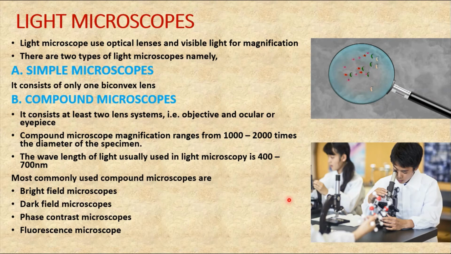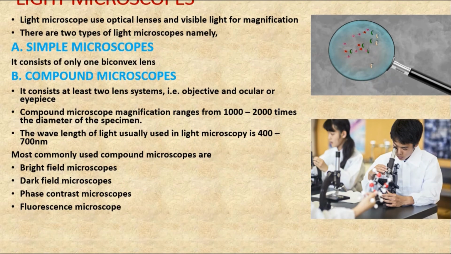And the most commonly used compound microscopes that we use to study are the bright field microscope, dark field microscope, then phase contrast and fluorescence microscopes. Along with that, we also have the ultraviolet microscope and interference microscope, but majorly we'll discuss these four microscopes under the compound or light microscopes.